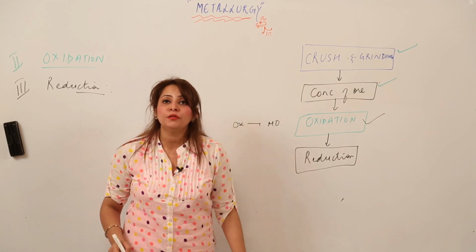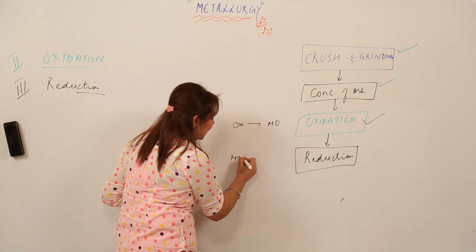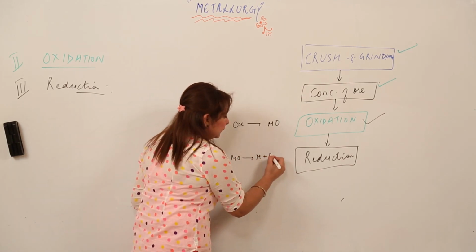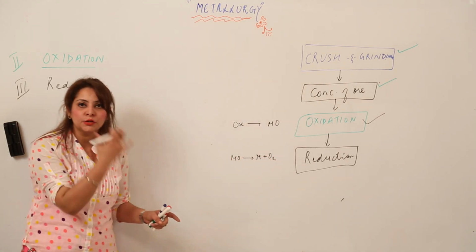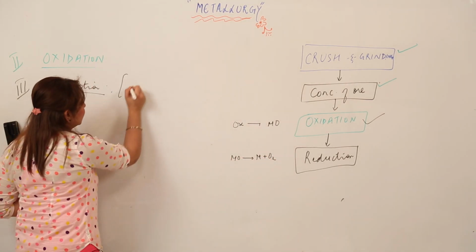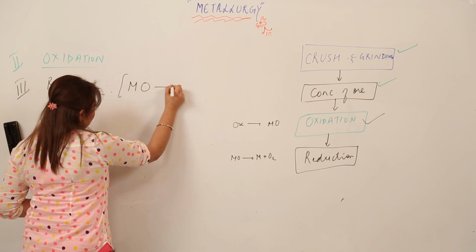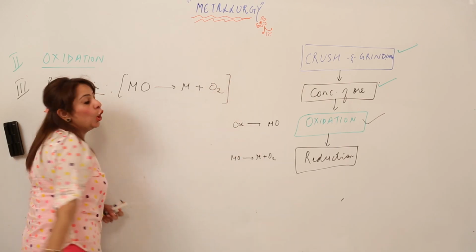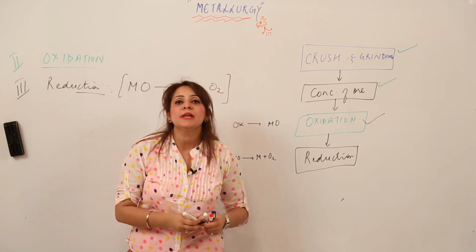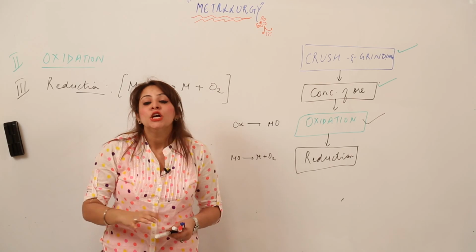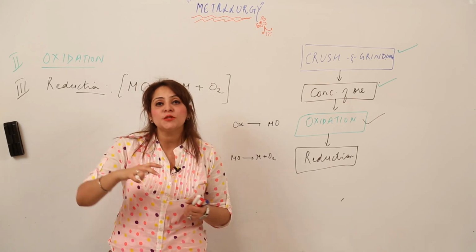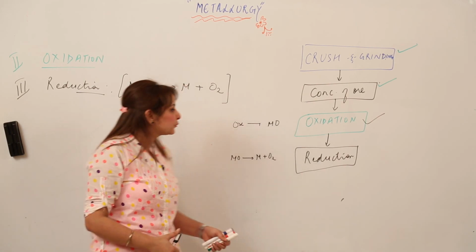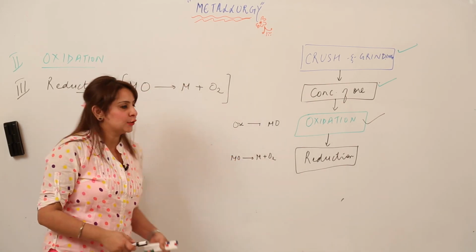And now in reduction we will be employing certain methods so that our metal oxide gets separated from oxygen. This is what we want in reduction, right? Reduction means conversion of metal oxide into metal and oxygen, or you can say it is a method employed to separate oxygen from the metal, so that we can get the metal, purify it, and use it in a ready to use form, right? So this is the reduction step.